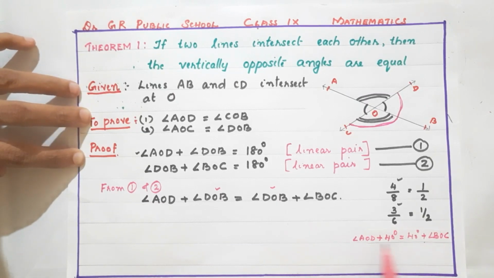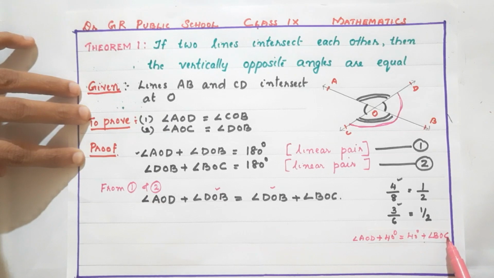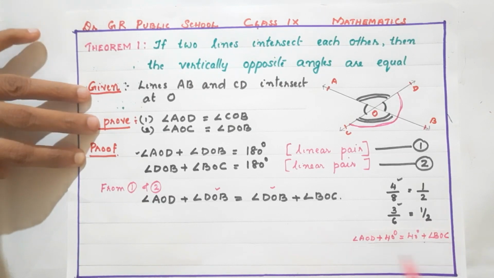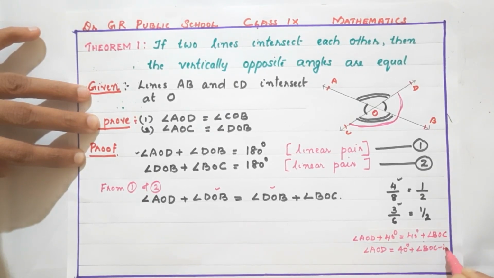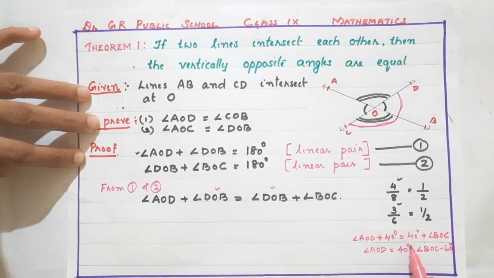Okay, if we have an equation like this, we can take this 40 also to this side. Isn't it? So here plus 40 will become minus 40. So angle AOD is equal to 40 degree plus angle BOC minus 40 degree. So what will happen? 40 minus 40 will become 0.